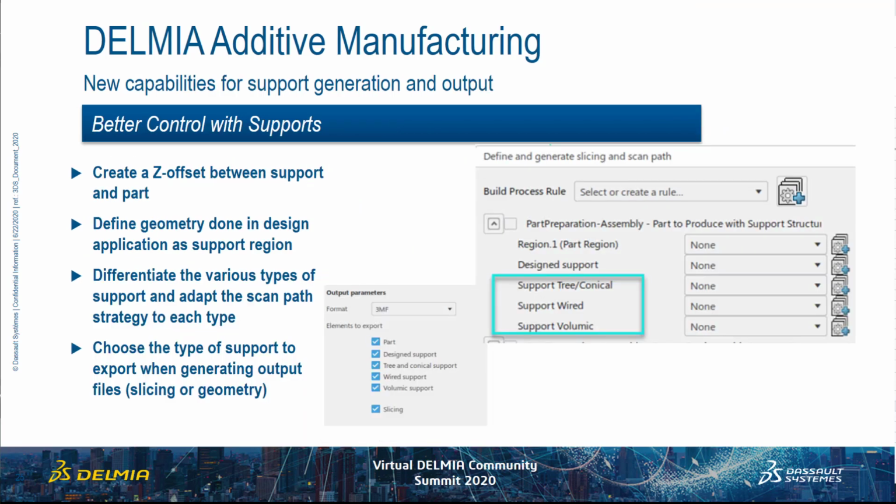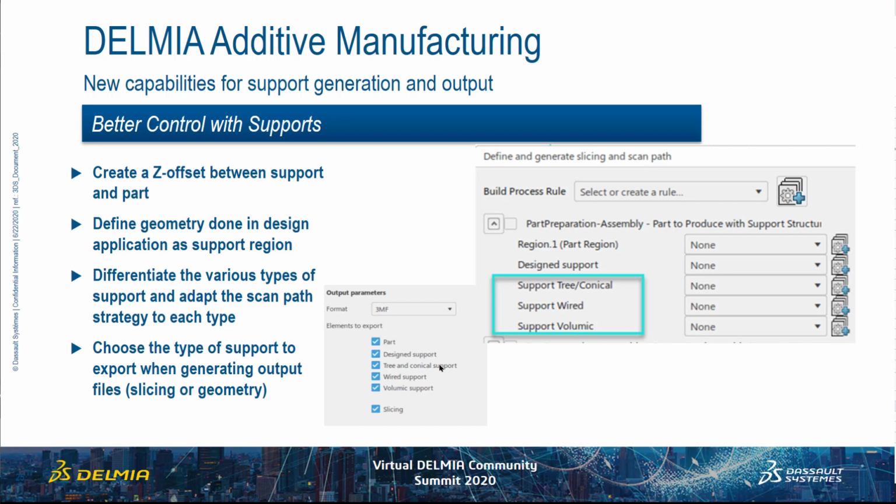Here are some additional enhancements that were delivered for generating support structure: more flexibility, creating a Z offset between support and the part. You can actually use a CAD geometry to define that as a support structure. Differentiate the various types of support structures. So essentially, if you have a tree or a wired support structure, you can define a specific scan path strategy which could be applied specifically to those support structures. So whenever you define that, it automatically by default applies that strategy.